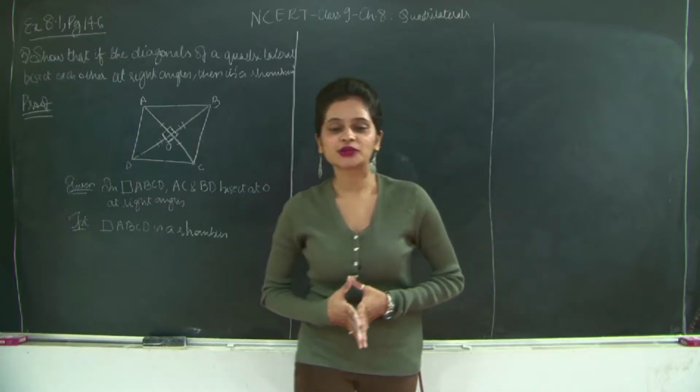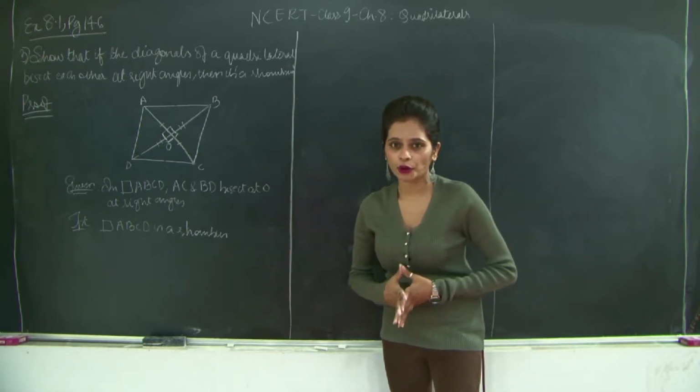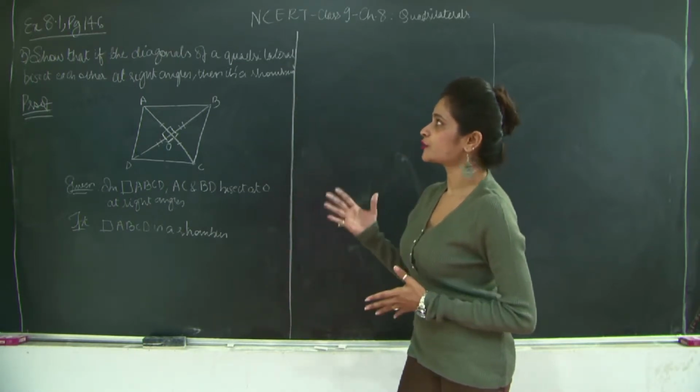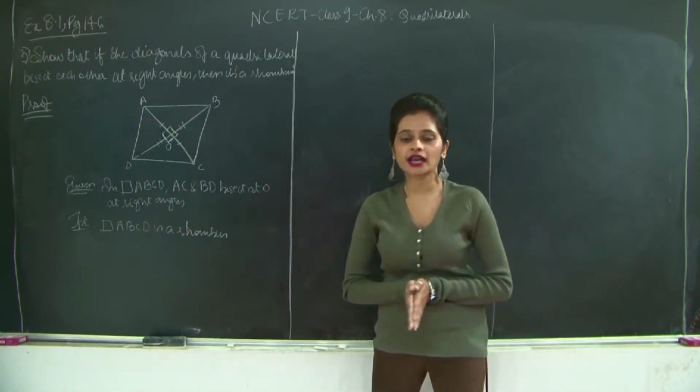Hello students, let us continue with chapter 8 quadrilaterals. We will take a look at question number 3 of exercise 8.1. So we need to prove that if the diagonals of a quadrilateral bisect each other at right angles, then the given quadrilateral is a rhombus.